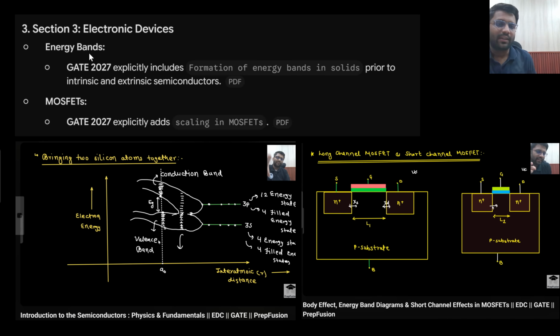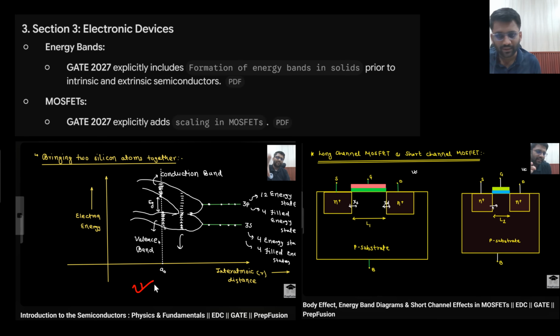Next section, electronic devices. In basic semiconductor physics, the first topic they have added is formation of energy bands in solids. Previously, what was the scenario? They would start EDC from intrinsic and extrinsic semiconductors. Okay, this is how they would start. But now one more topic they have added, formation of energy bands in solids.